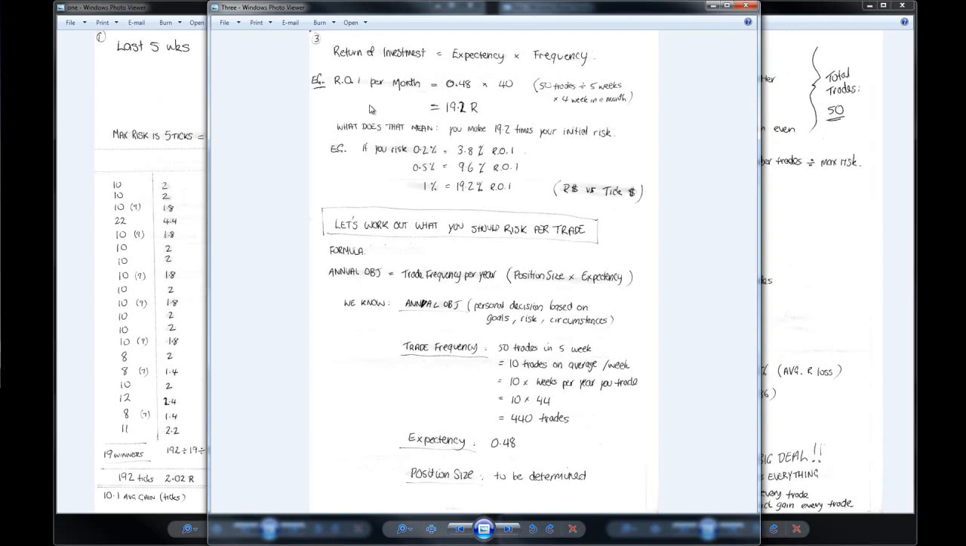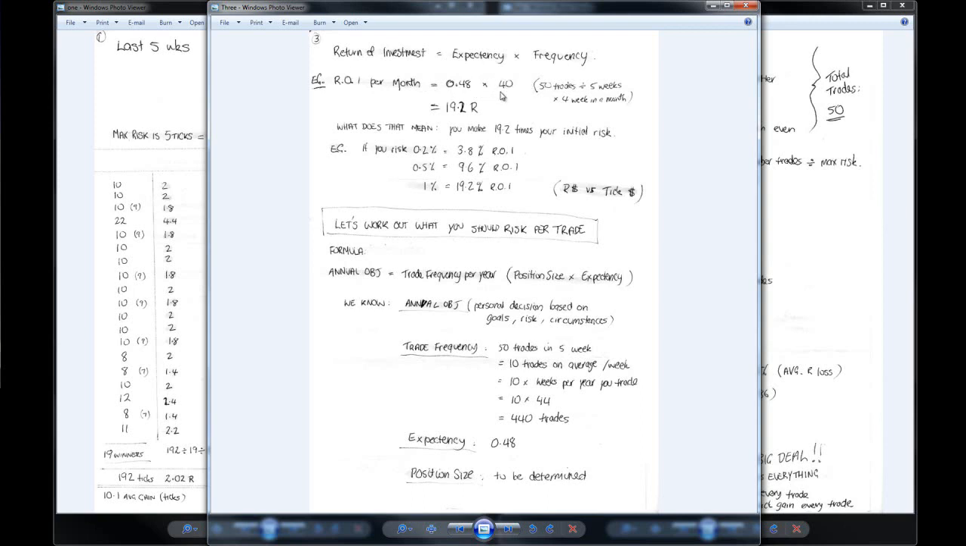But of course, it's worth it. So what we're talking about here, return on investment, is just expectancy times frequency. So return on investment in a month: 0.48 of what I risk on every trade. That's what I'm making. You times that by 40 trades.